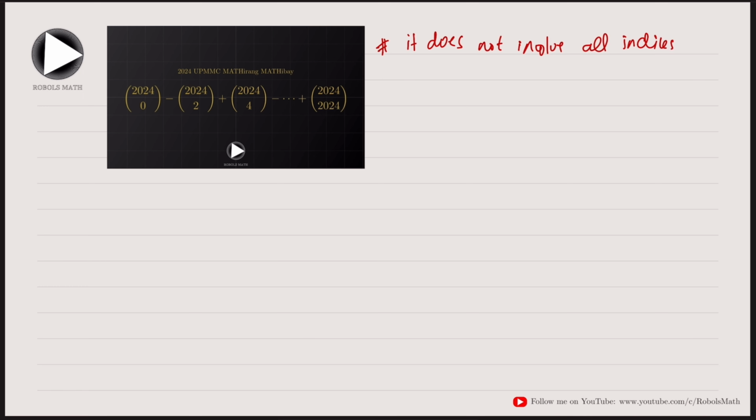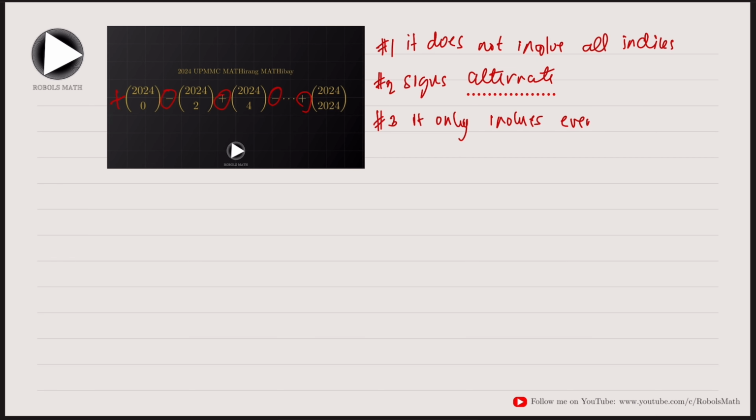The second difference would be the terms or the signs alternate. We have here positive, then negative, positive, negative, and so on until we have positive on the last part. And lastly, it's basically related to number one: it only involves even powers or even indices. We only have here 0, 2, 4, and so on.